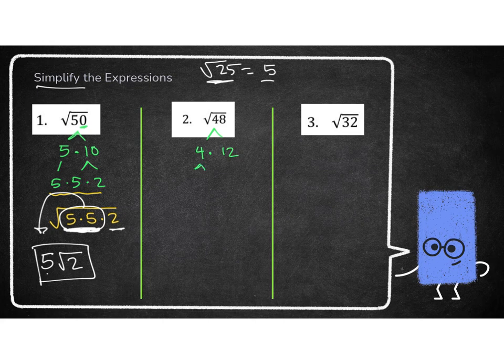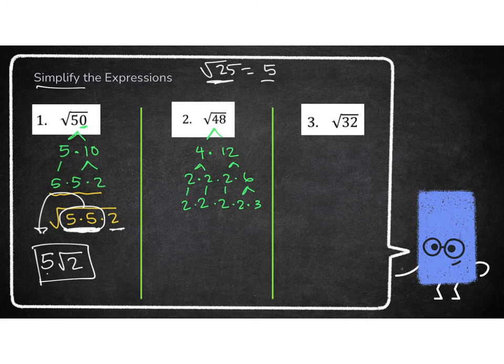The 4 would then be a 2 and a 2. The 12 would be a 2 and a 6. This 2 is done. I'm just going to drag it down. This 2 is done. I'm going to drag it down. That 2 is done. The 6 is a 2 times 3. So there's my prime factorization list. 2, 2, 2, 2, and 3. Those are all prime numbers.